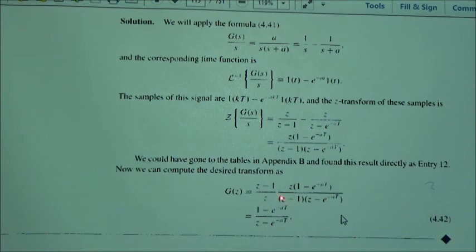This z minus 1 and this z minus 1 cancel. This z and this z cancel. You get 1 minus e to the minus aT divided by z minus e to the minus aT. So you can see here that you are going to have a pole at e to the minus aT, inside the unit circle if this term is always negative, and you have a zero at... well, this is just a constant. There is no z involved here.